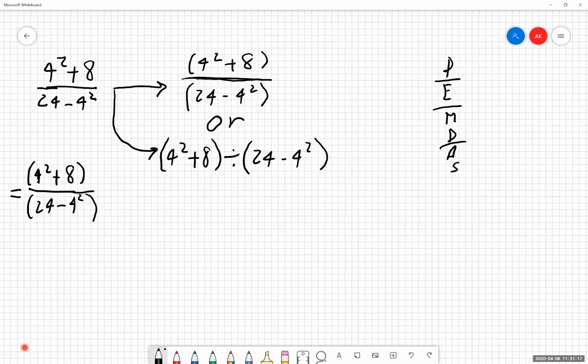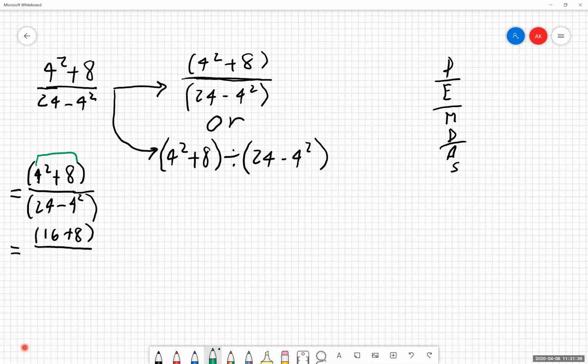So I'm saying inside that set of parentheses that I have here, do I have any exponents? And I do. I've got 4 squared. So I'm going to work with that first because exponents come first. I'm getting 16 out of that.